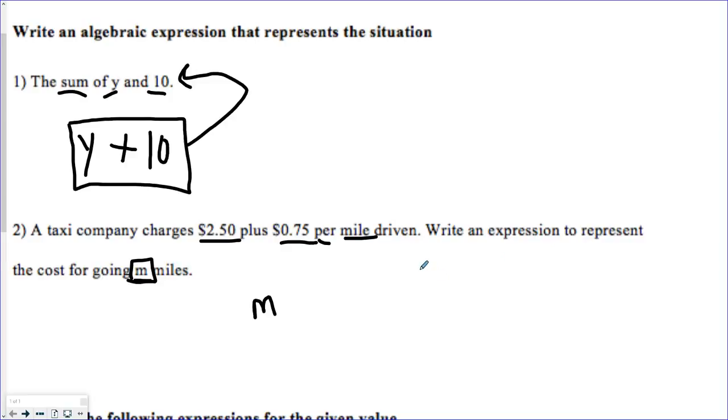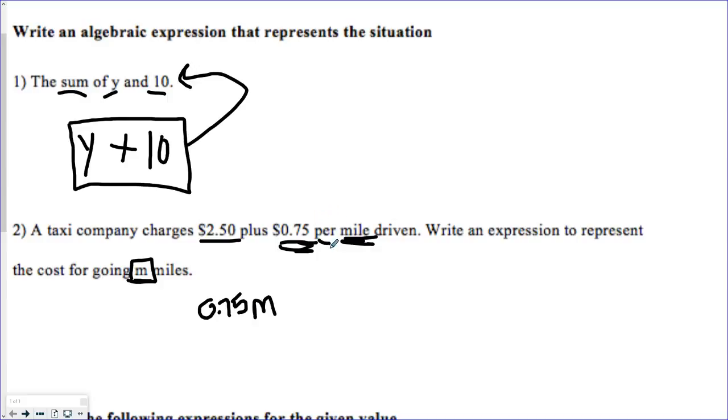Well, how do I figure out how much money I'm going to pay if I'm going to go m miles? Well, it says I pay 75 cents per mile, which means that for every mile I pay 75 cents. Now, this word per here can mean either division or multiplication. And in this case, it means multiplication because it means for every mile I pay this much money. So I'm going to multiply that 0.75 to my m because every time I have an m, I'm going to pay 0.75. So if I have 1, it's going to be 1 times 0.75. If I have 2 miles, it's going to be 2 times 0.75. If I have 10 miles, it'll be 10 times 0.75, and so on.